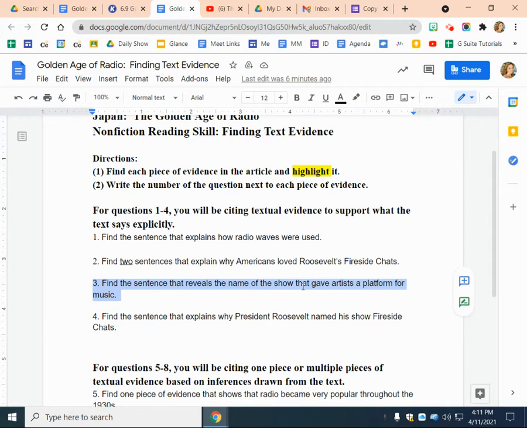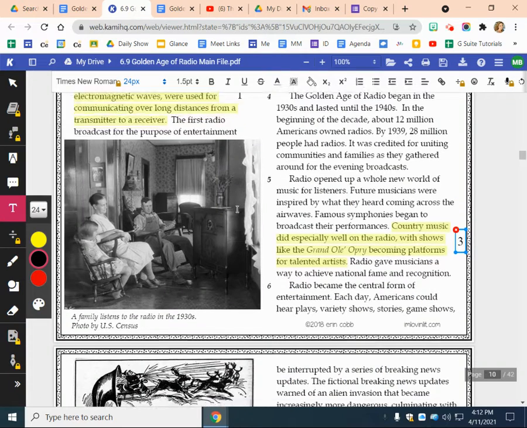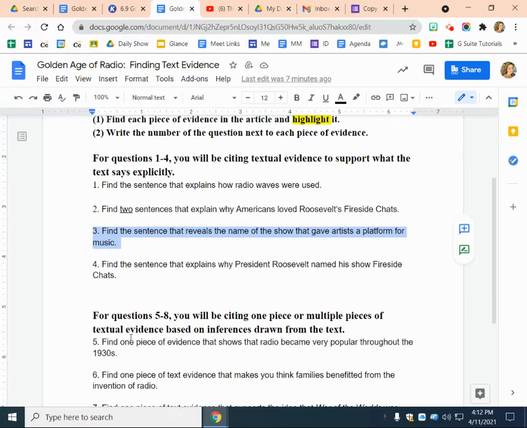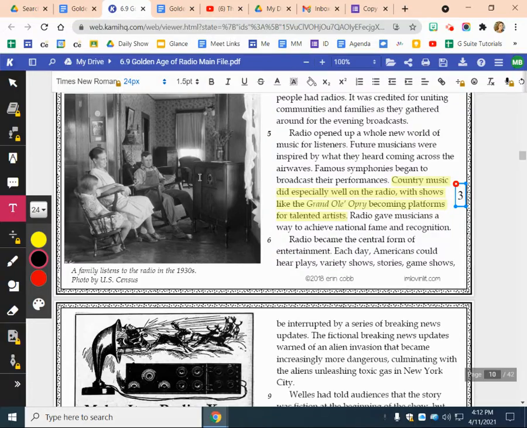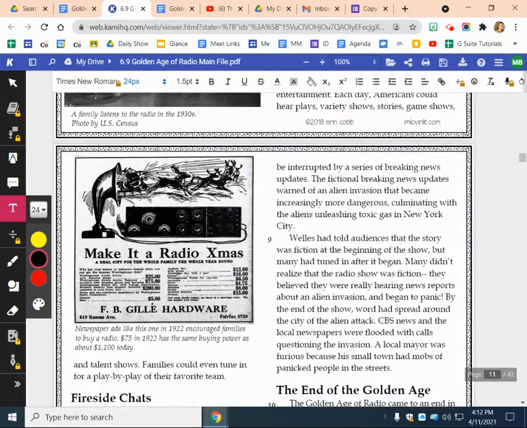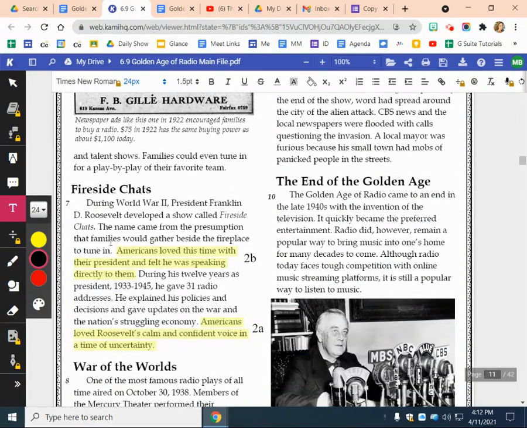So double check. Find a sentence that reveals the name of the show that gave artists a platform for music. Yes, that's correct. See how I go back and double check just to make sure I chose the correct piece of evidence. Always double check. And then our fourth and final explicit piece of evidence is find the sentence that explains why President Roosevelt named his show Fireside Chats. Again, this one's going to be easy to find because we can use the header Fireside Chats to focus our attention.